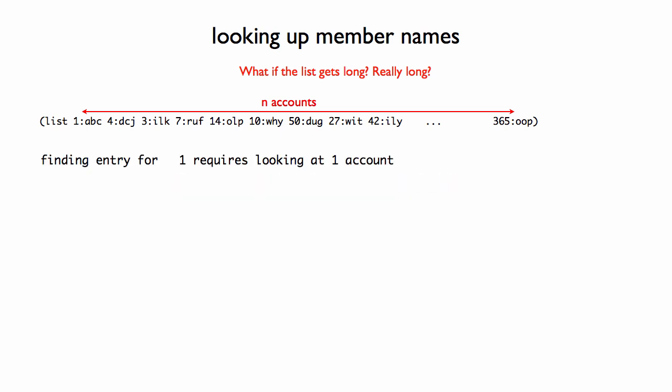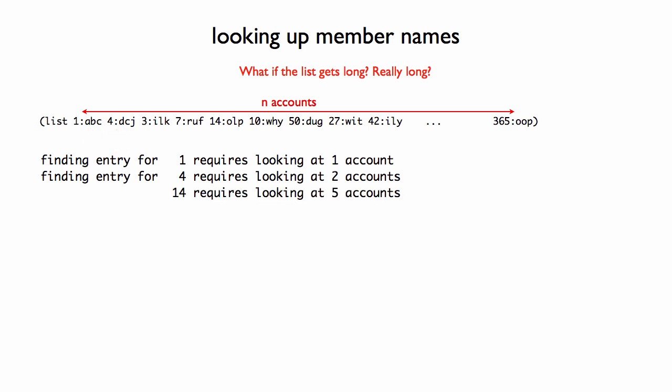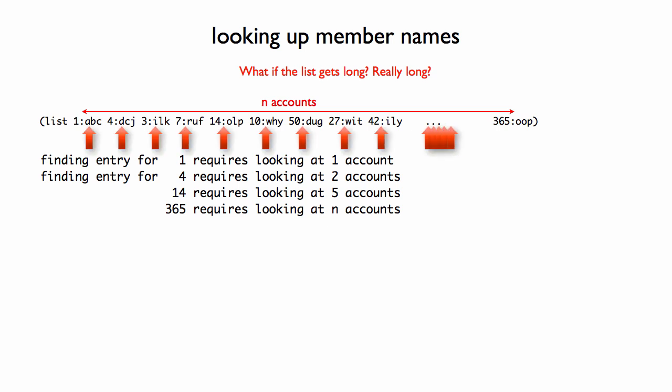Well, let's see, if I get lucky and I'm looking for account number 1, then I only have to look at the first account in the list to find it. So that was pretty lucky. If I get a little less lucky and I'm looking for account number 4, then I only have to look at the first 2 accounts in the list to find it. If I get less lucky and I'm looking at, say, account number 14, I've got to look at 5 accounts. If I really get unlucky and I'm looking at account 365, I have to look at all N accounts in the list before I get to 365, because I have to check each of the ones that come before it to see that, oh no, they're not account 365.